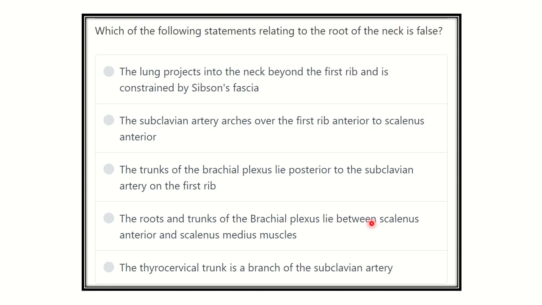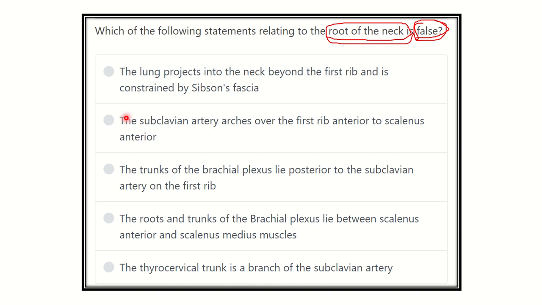This is the question: which of the following statements regarding the root of the neck is false? It is one of the big questions, a large question on the root of the neck. First of all, we have to know the root of the lungs and the different structures related to the neck of the lungs, and then the root of the neck. Then it will be very easy for us to find out the false option in the question.